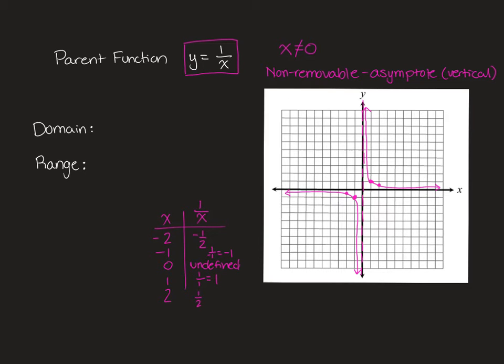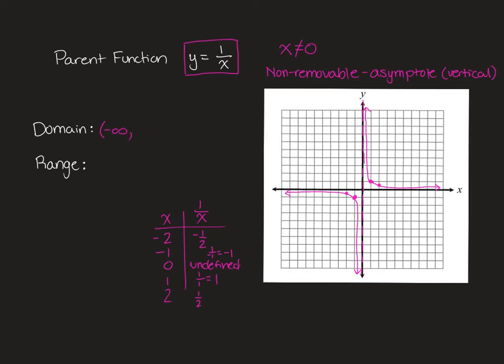Okay, that is the sketch of your parent function. Now let's talk about domain and range. Domain is your x values. We have this point of discontinuity here. X cannot equal 0, but it can equal everything else. So here's how you're going to write your domain.